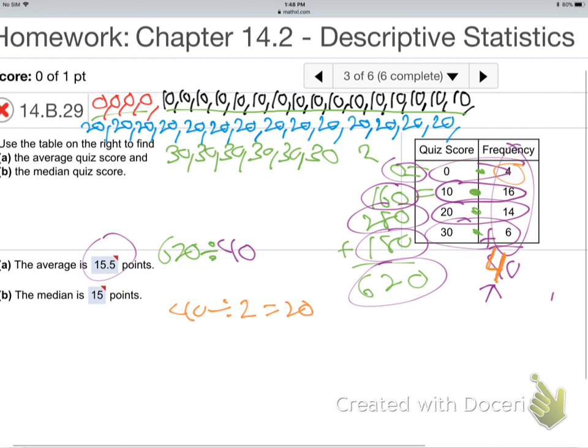Yeah, the first four numbers are zeros. The next 16 numbers are tens. That's 20 numbers. So the last 10 is the 20th number, isn't it? Does everybody see how I came up with that? There's four zeros. Frequencies, how many? There's four zeros and 16 tens. So 16 and 4, that's 20 numbers up to the last 10. The zeros and the tens must be 20 numbers. That must be the 20th number.